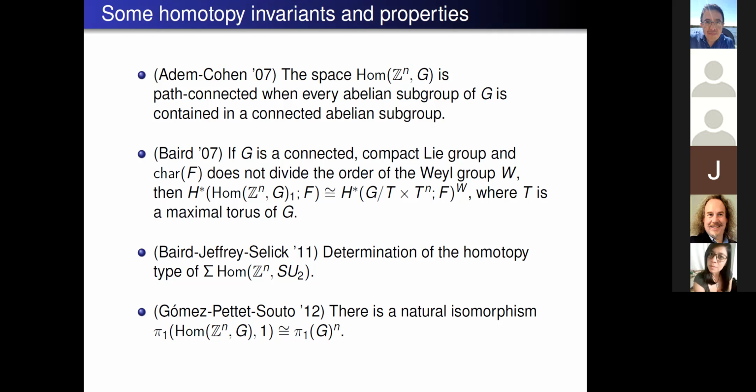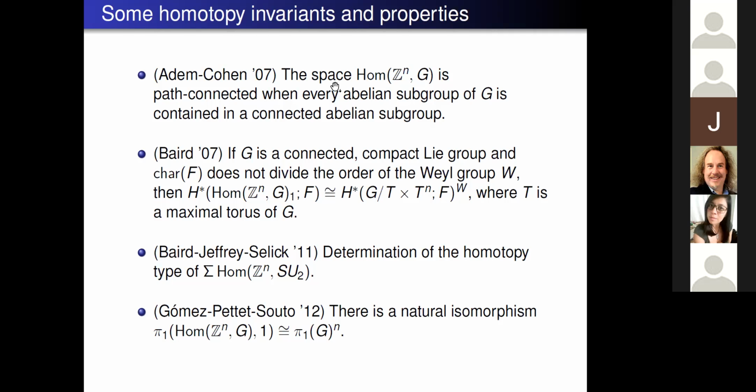first thing you should study, considering the motivation, is whether this space is path connected or not. And they studied this for the space of homomorphisms, and Adem and Fred Cohen did this. So this is path connected when every abelian subgroup of G is contained in a connected abelian subgroup. This happens, for example, for the special unitary groups, for the unitary groups, for the symplectic groups.